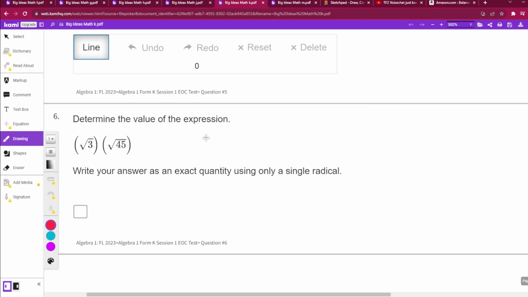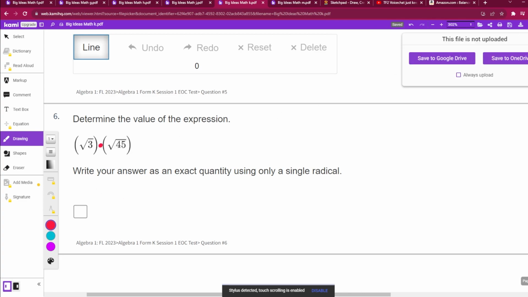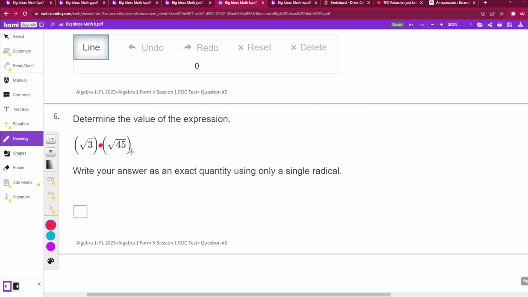Determine the value of this expression. We have the square root of 3 times the square root of 45. We can multiply 3 times 45 and then do the prime factorization, but it's always best to work with the smaller numbers. Let's take 45 and break it down into its prime factorization. 45 is 5 times 9, circle the 5. 9 is 3 times 3, circle the 3's. This is the square root of 3 times, and then the square root of 45 is 3 times 3 times 5.